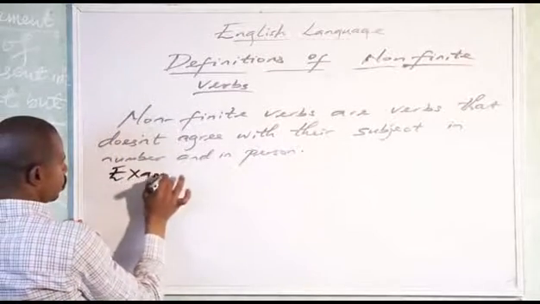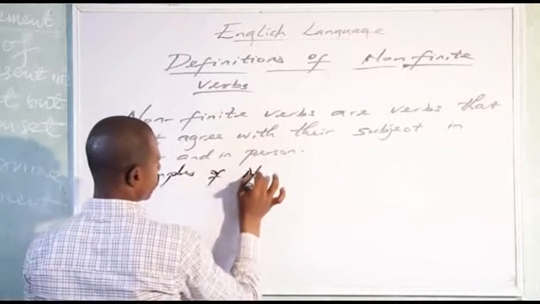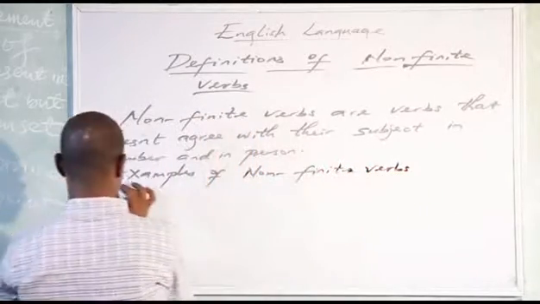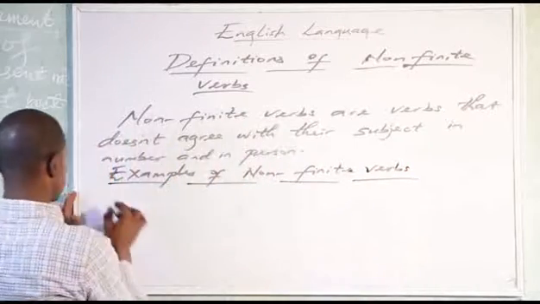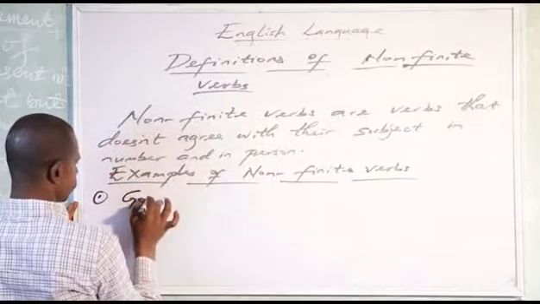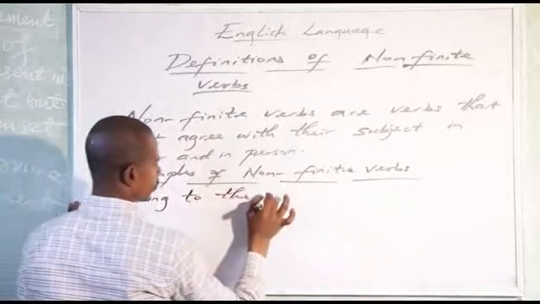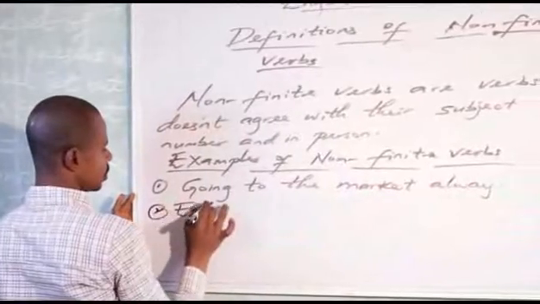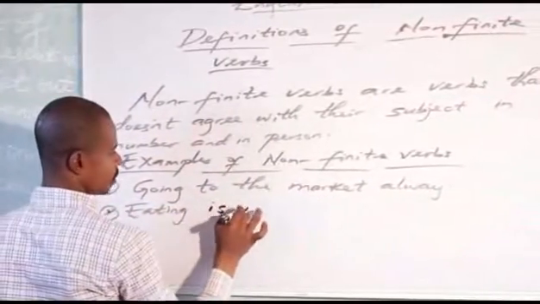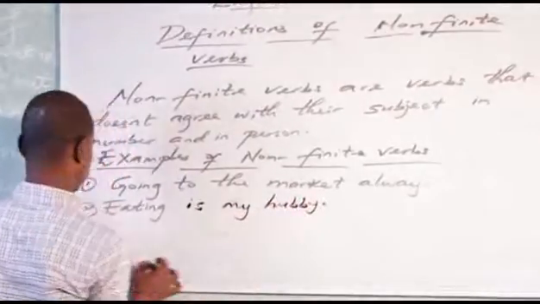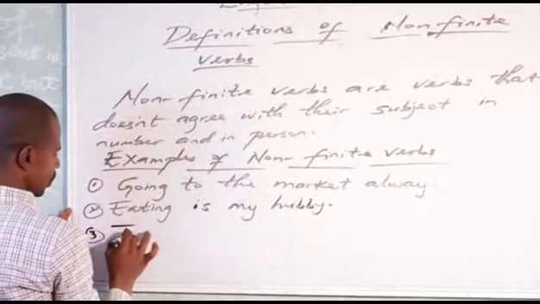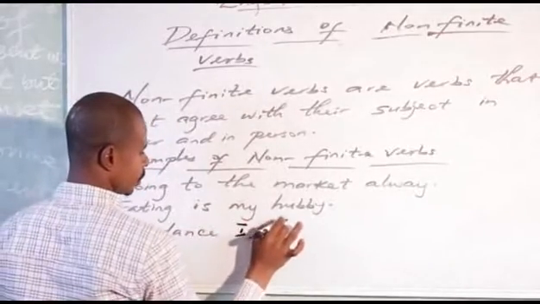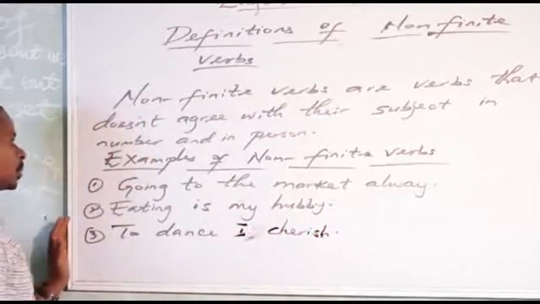Examples of non-finite verbs. What are the examples? They don't agree. Look at this. One, going to the market always. Two, eating, it's my hobby. Three, to dance, I cherish. You see, these are examples of non-finite verbs.